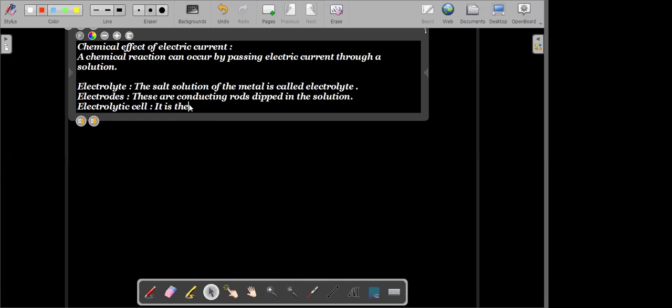It is the arrangement of, or you can say it is the vessel containing electrodes and electrolyte. Containing electrolyte and the electrodes.